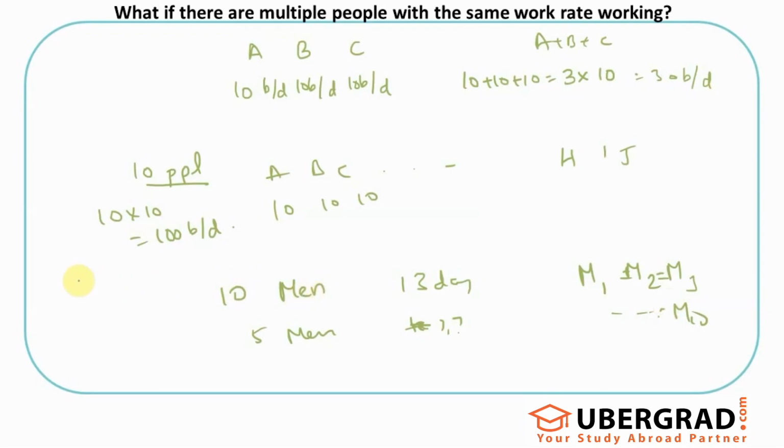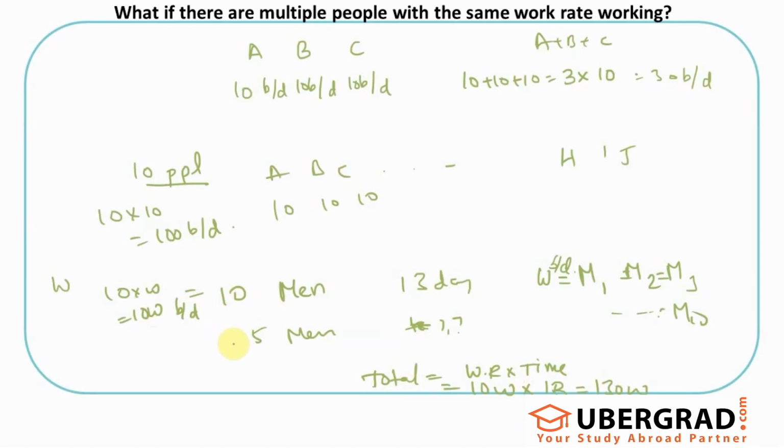So 10 men, let me assume the work rate of each man is W. All the 10 people put up the same work. So 10 men will put 10 into W, 10 W bricks in a day. So they took 13 days to complete. What is the total work? Work rate into time. So 10 W units are put in a day into 13 days. That's 130 W, the total work.